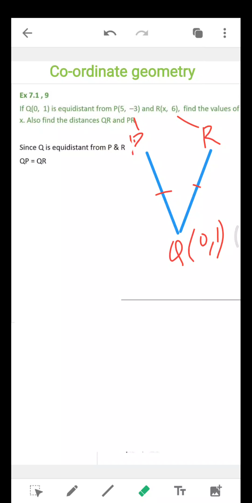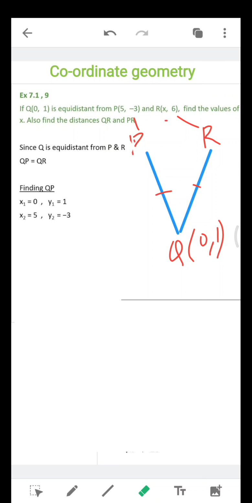Now we have to find the value of x. You can see in this R there is one coordinate, x coordinate. So we have to find the missing coordinate x when these 2 are equal. Imagine P and R are 2 locations, they are equidistant from Q. So you need to find the exact position of R. So we'll use the distance formula here again. We'll find distance QP and we'll find distance QR and equate them.